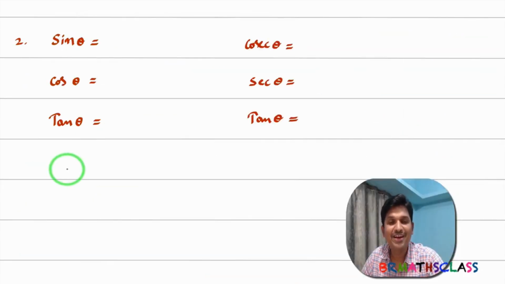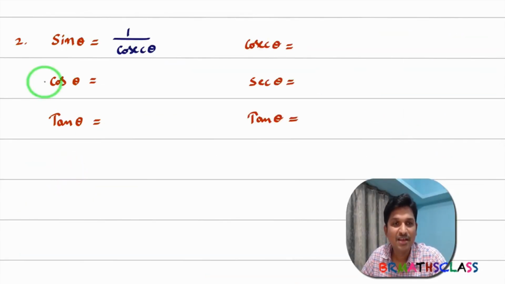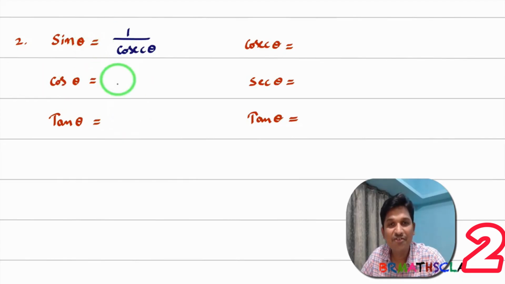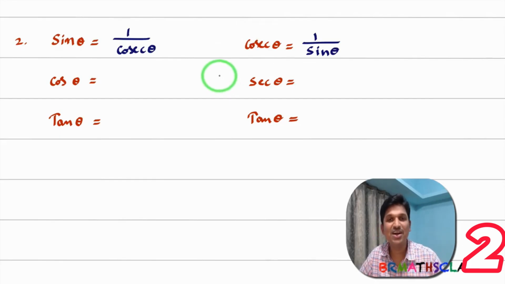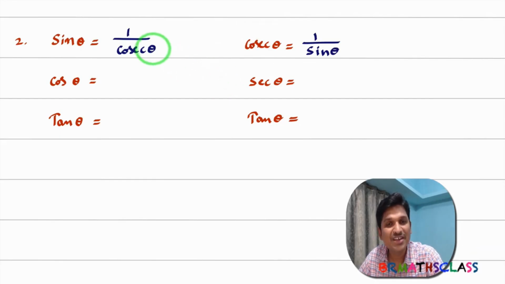Now we will learn reciprocal formulas. Sin theta formula is 1 divided by cosec theta. From this, we can easily write what cosecant theta is. You take cosecant to this side and sin to this side. Then what is cosec theta? Cosec theta is 1 divided by sin theta. So if you know one, the other one you can write easily. Sin theta is 1 by cosec theta. If I cross multiply this, cosec theta is 1 by sin theta.